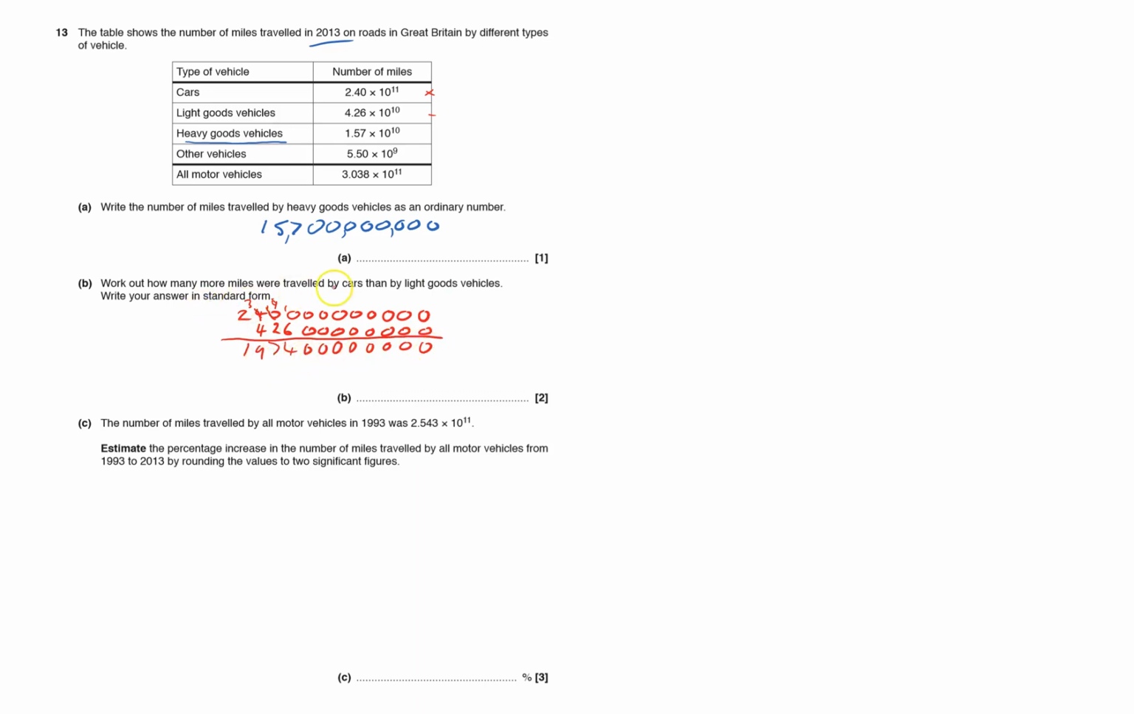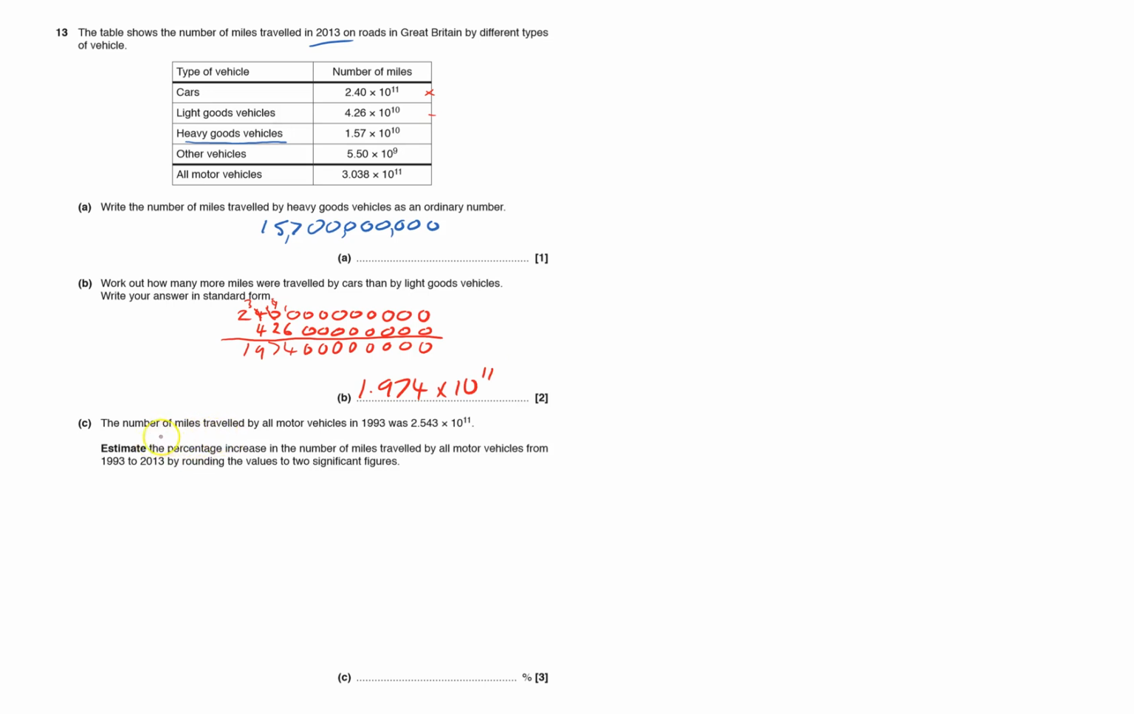I've got to write it in standard form, so it's got to be 1.974 times by 10 to the power of, and how many times I've moved the decimal place? 1, 2, 3, 4, 5, 6, 7, 8, 9, 10, 11. 1.974 times 10 to the power of 11. That's a bit fiddly. Right.